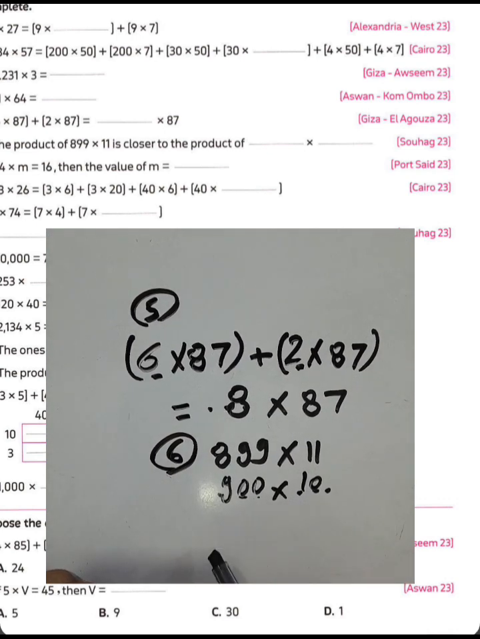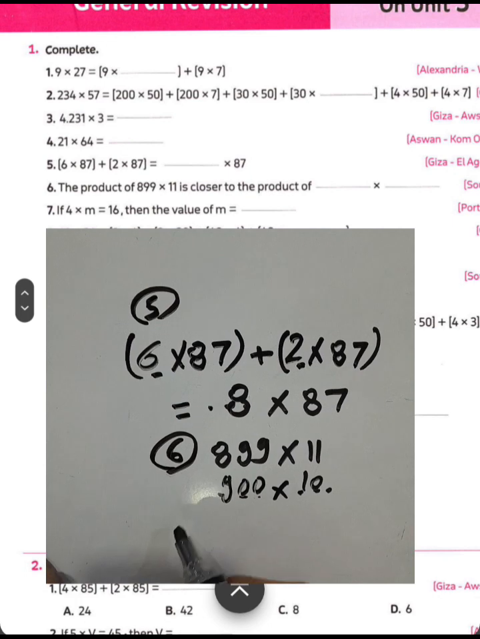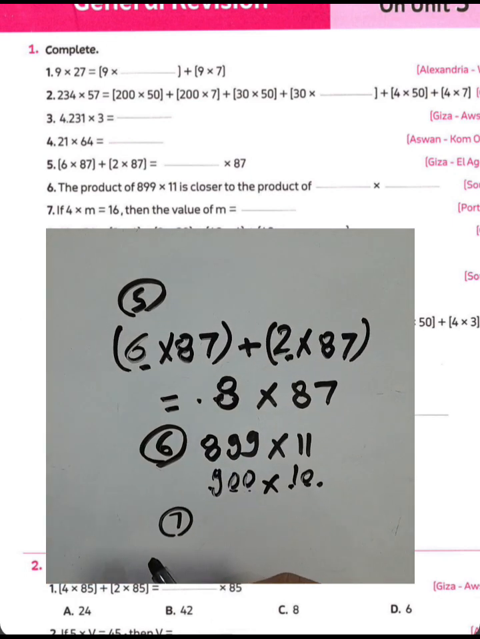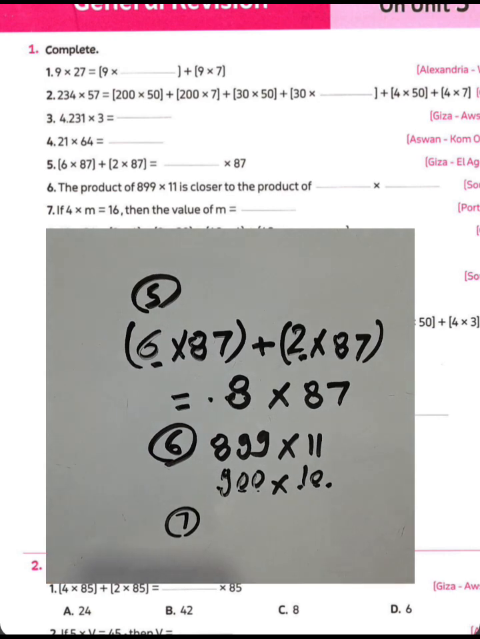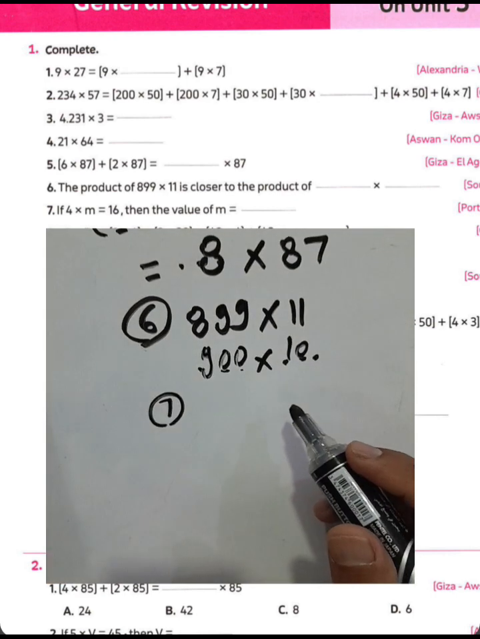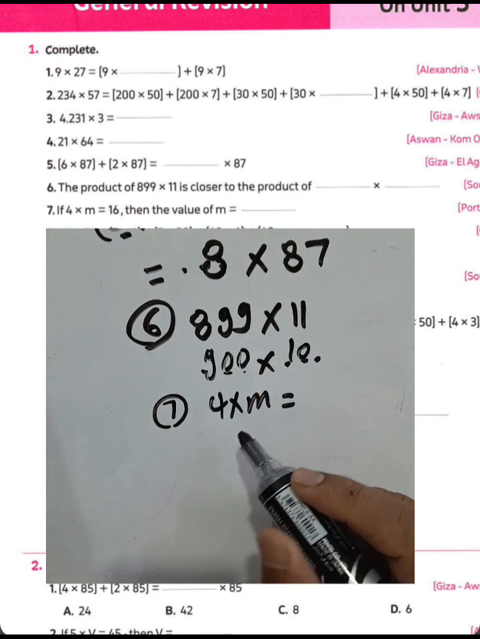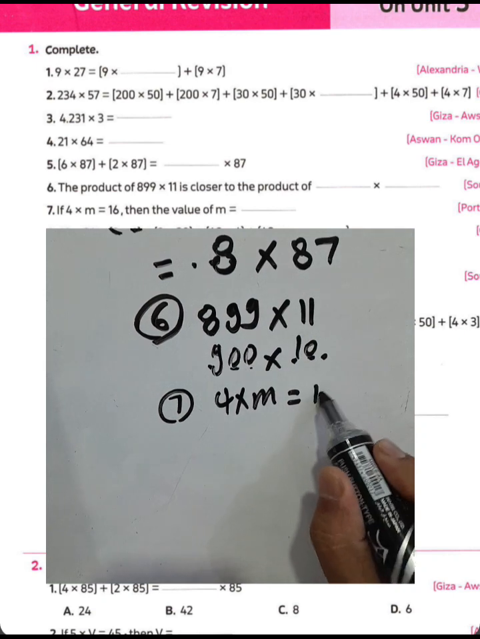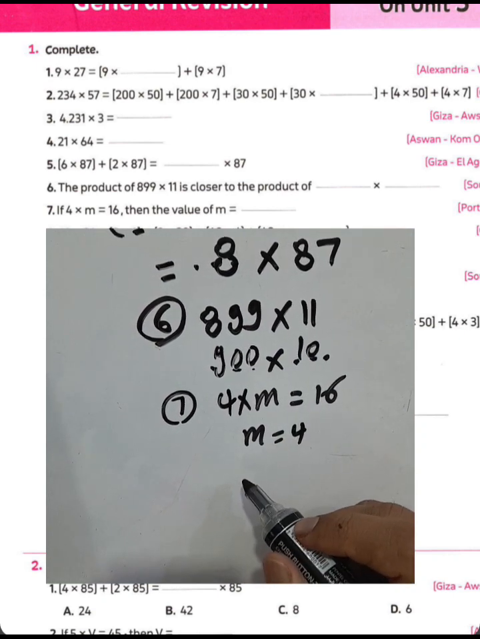Question number 7. If 4 multiplied by m equals 16, then the value of m equals what? M here equals 4 because 4 times 4 equals 16.